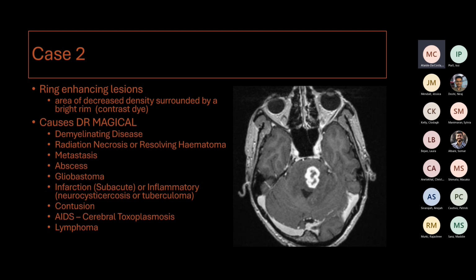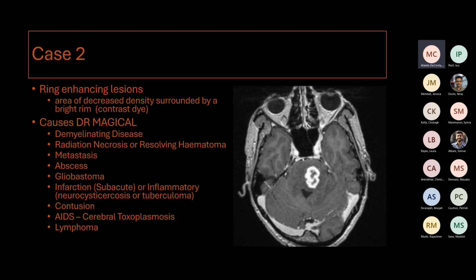A good mnemonic for it is Dr Magical. I don't expect you to know these off the top of your head, but the D is for demyelinating diseases, so MS and PML. The R is for radiation necrosis or resolving hematoma. The M is for metastatic disease. The A is for abscess. The G is for glioblastoma. If anyone can name a very famous drummer who died of glioblastoma a couple of years ago, I'd be very impressed.